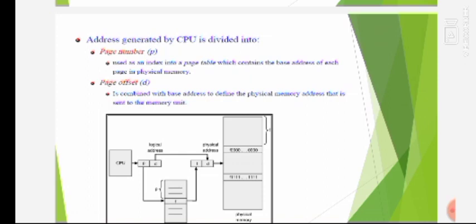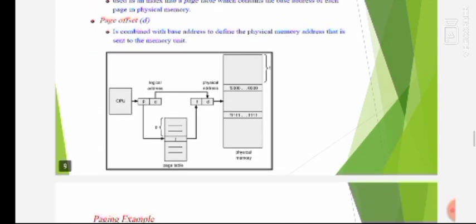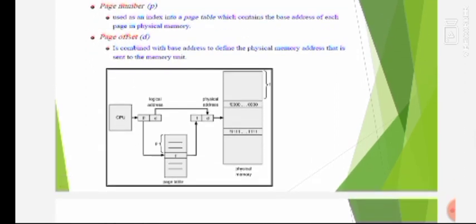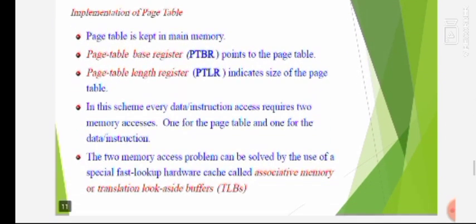The page number is used as an index into a page table, which contains the base address of each page in physical memory. The page offset is combined with the base address to define the physical memory address that is sent to the memory unit. So this is the diagrammatic representation of paging. Paging example. Then implementation of the page table.